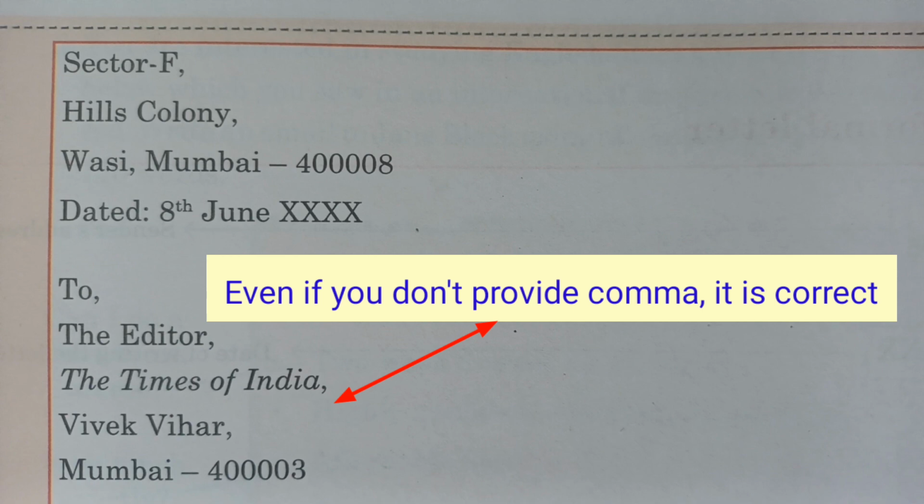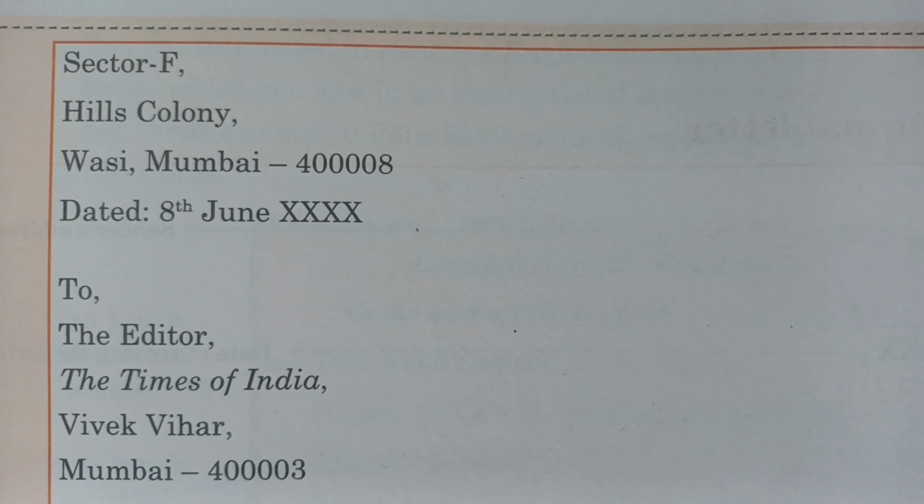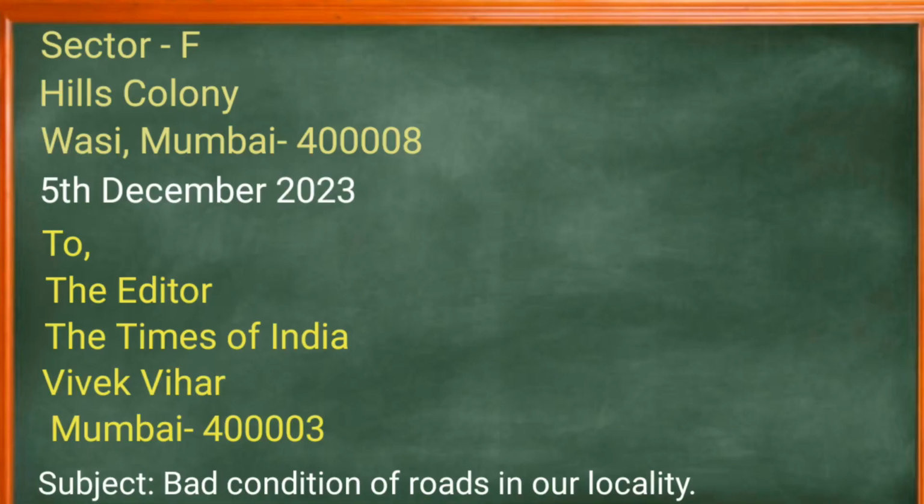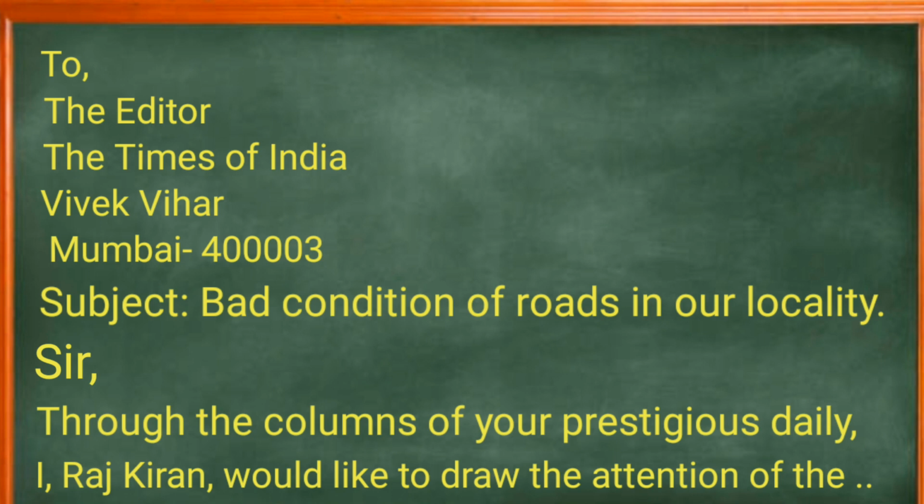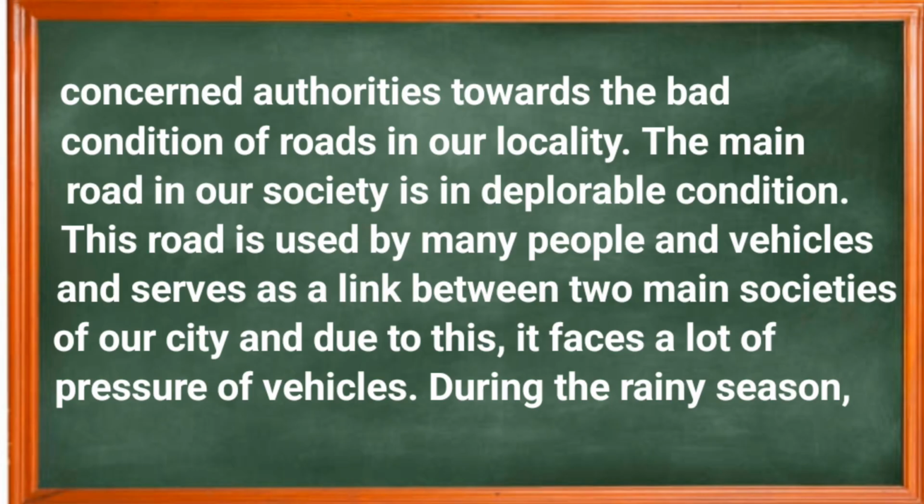Then after that, you leave a space and write the subject. So here, according to this question, the subject will be: bad condition of roads in our locality. Then leave a space, then write Sir and provide a comma, then write the letter that will include your introduction, then main content, then conclusion. So now let's see. Through the columns of your prestigious daily, I, Raj Kiran, want to draw the attention of the concerned authorities towards the bad condition of roads in our locality.